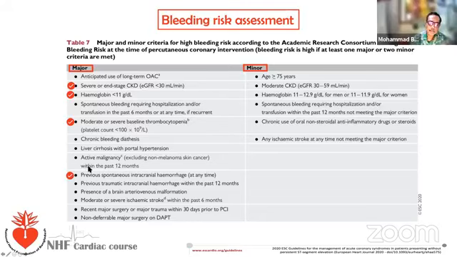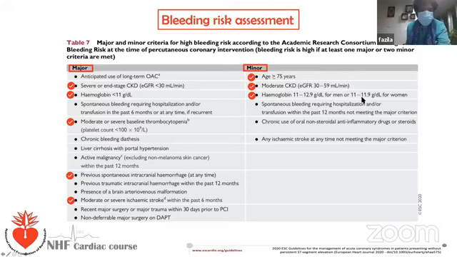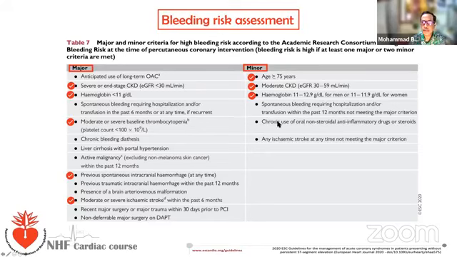patients with previous intracranial hemorrhage, and patients with moderate to severe ischemic stroke. And there are some minor factors like age 75 or more, moderate CKD, and hemoglobin in men 11 to less than 13, and in women 11 to less than 12. So if a patient has any one of these major risk factors or any two of these minor risk factors, he is at high bleeding risk.